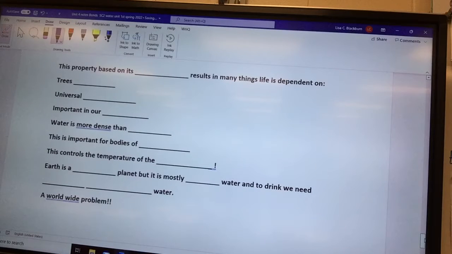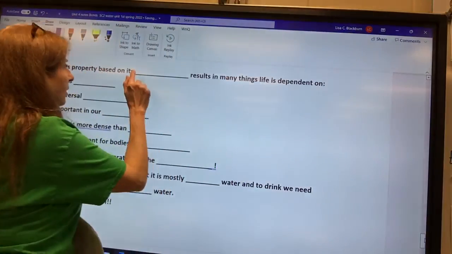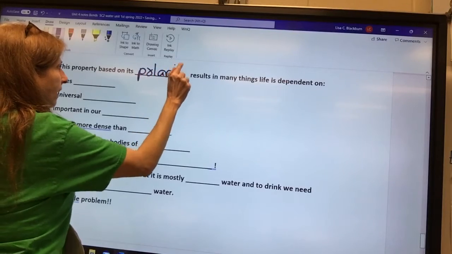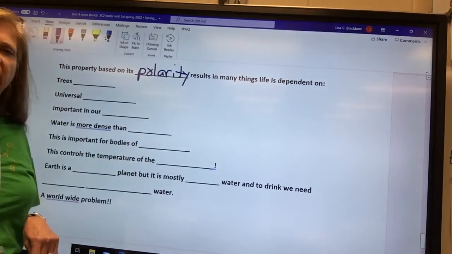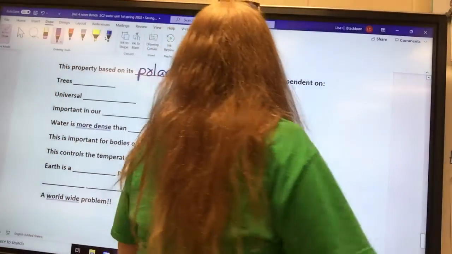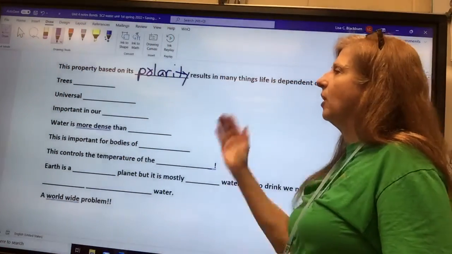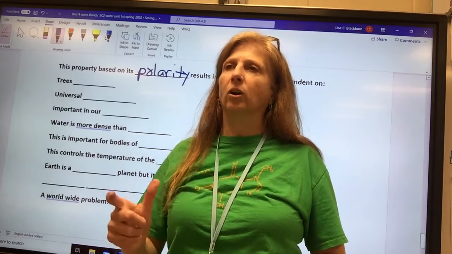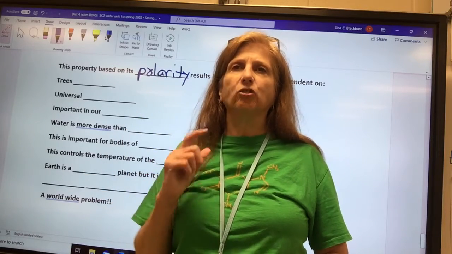Okay, so this property, having this positive and negative end, based on its polarity, that's what it's called. I want you to sort of hear that vocabulary. Results in many things life depends on. One is trees. If water was not polar, trees could not drink.